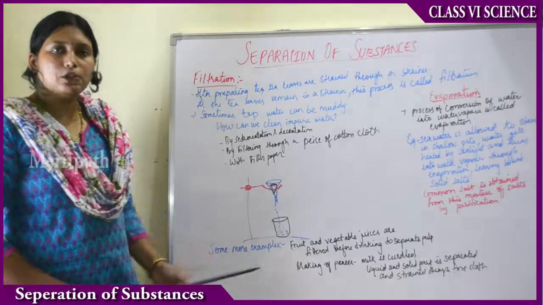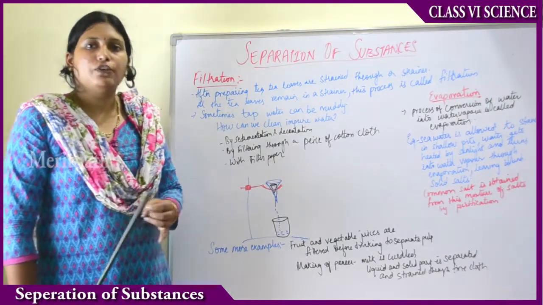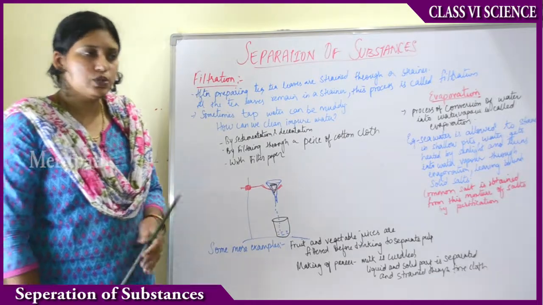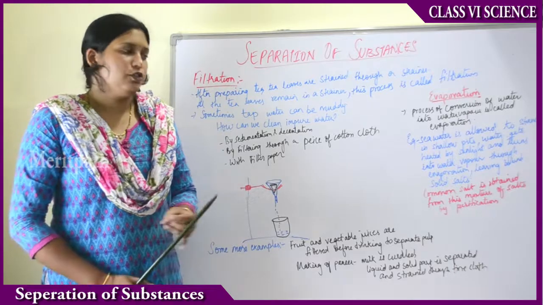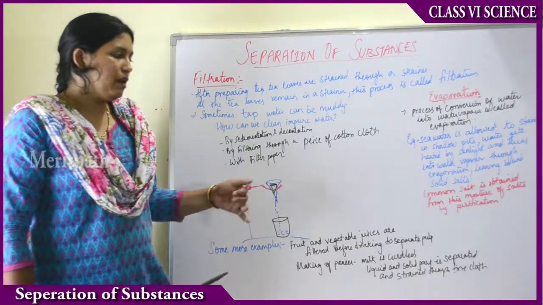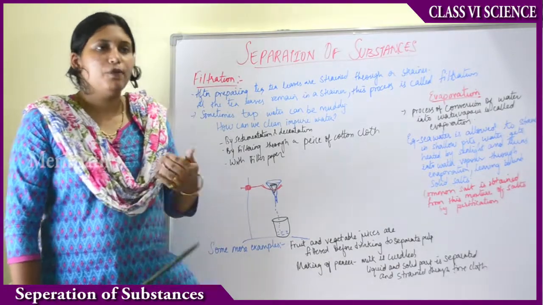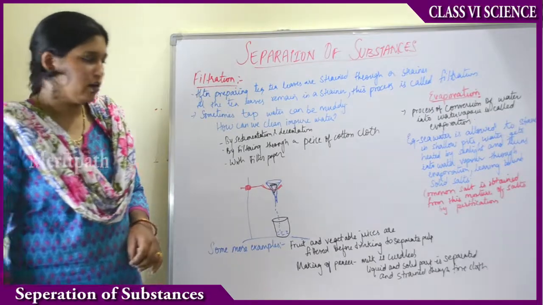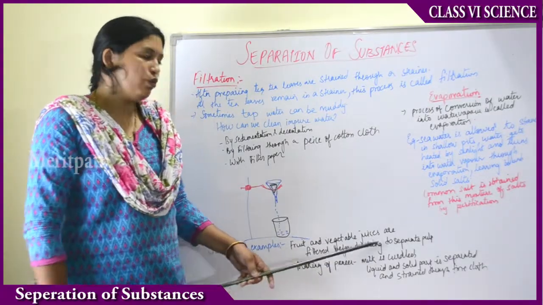Some more examples of filtration are, if we make fruit and vegetable juices, after making them in a grinder or a juice jar, we filter it before drinking to separate the pulp. Suppose we are making pineapple juice or pomegranate juice, then after making the juice we filter it. Or if we are making carrot or beetroot juice, before drinking we filter it through a strainer. So this is again one method of separation through filtration.